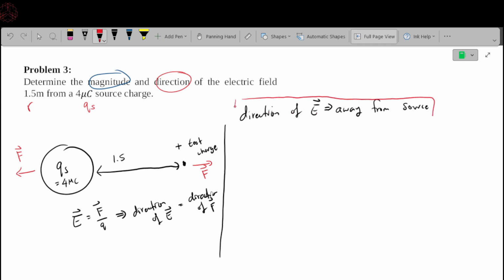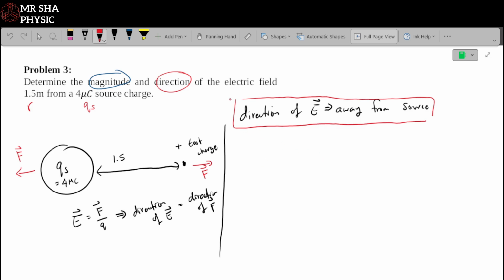So you always think about it, right? Using force as a reference point. If it is a repulsive force, it's going to be away from the source. If it is an attractive force, then it will be towards the source. We always refer back to the force.